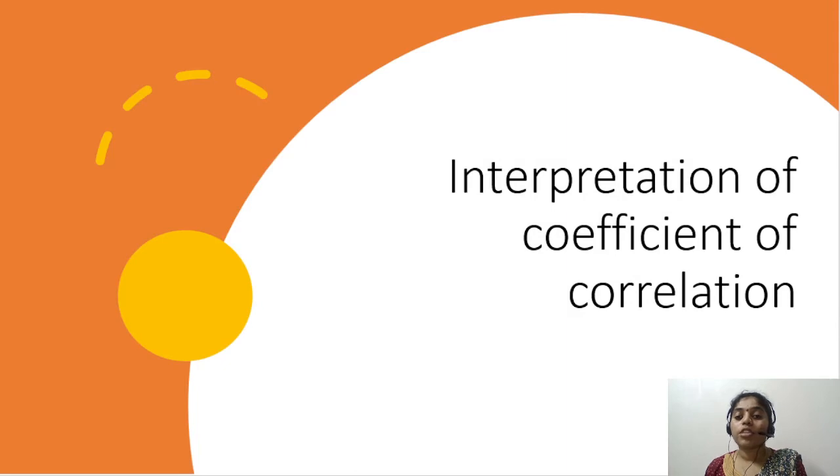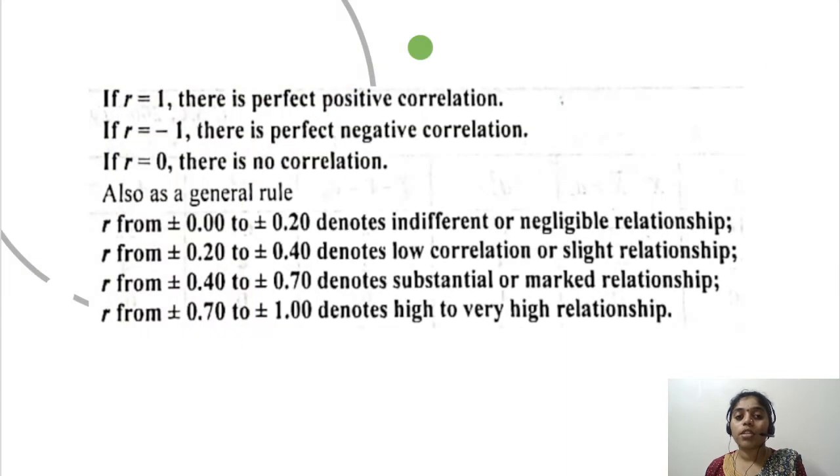Next is the interpretation of the coefficient of correlation. What is the interpretation? Here r represents the coefficient of correlation. If r is equal to 1, then it is a perfect positive correlation. If r is minus 1, then there is a perfect negative correlation. If r is equal to 0, then there is no correlation.